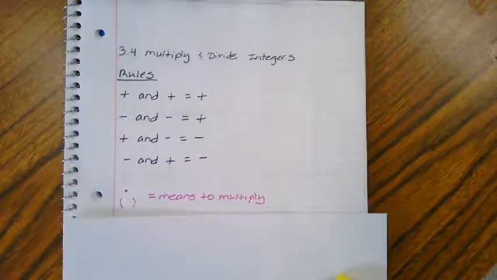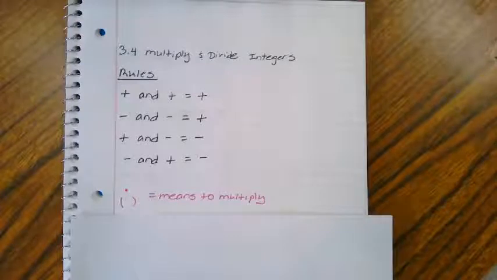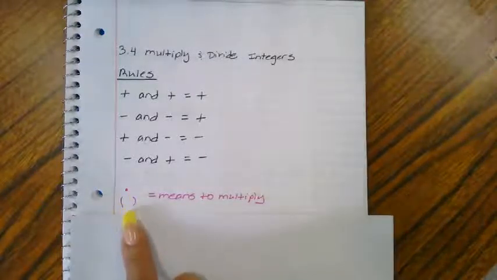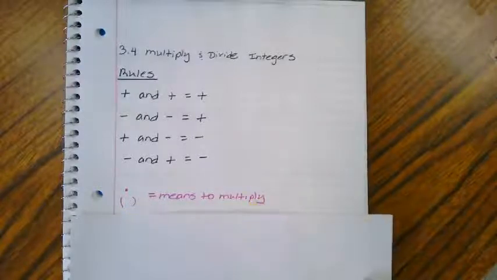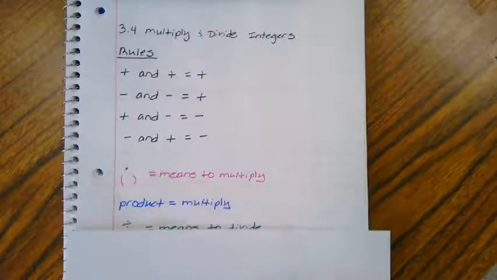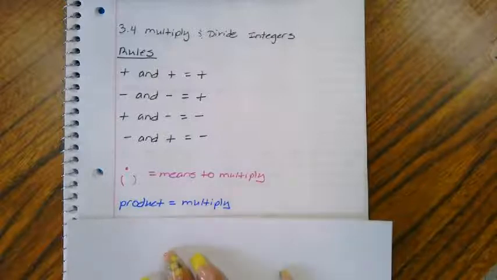All right. So when we're multiplying or dividing, we're going to see different symbols and signs, and I want to show you what those mean. If you see a dot or parentheses, that means you're going to multiply. If you see the word product, that means to multiply.